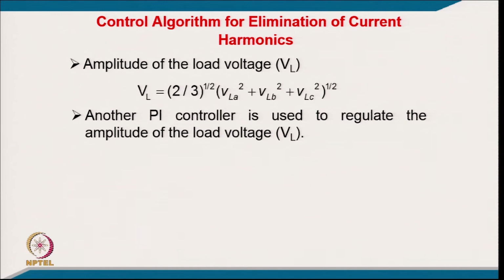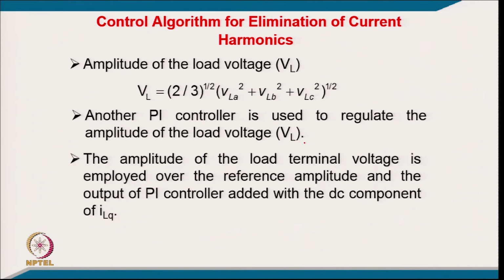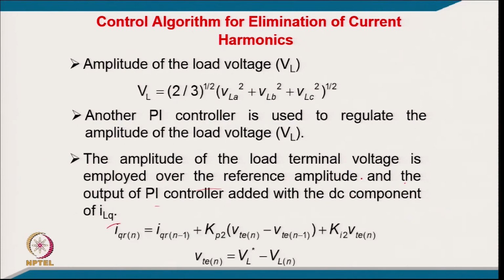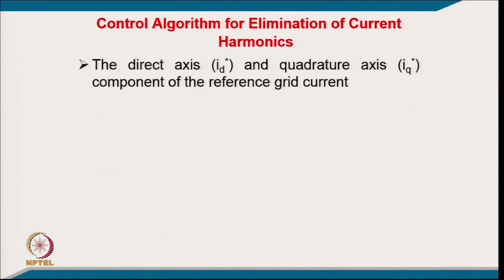Another PI controller is used to regulate the amplitude of the load voltage, and the amplitude of the load terminal voltage is compared with the reference amplitude. The output of the PI controller is added to the DC component of ILQ. This is your load terminal voltage amplitude, this is your load voltage amplitude, and this is the error which goes to this PI controller. This is the output of the PI controller, and this is the previous output of the PI controller after the saturation and limiting logic.